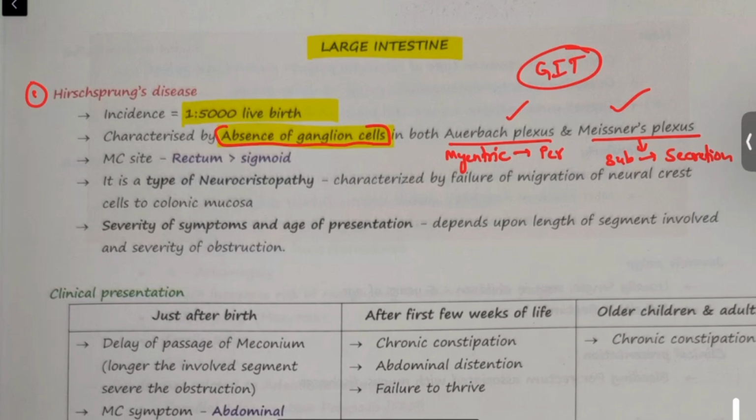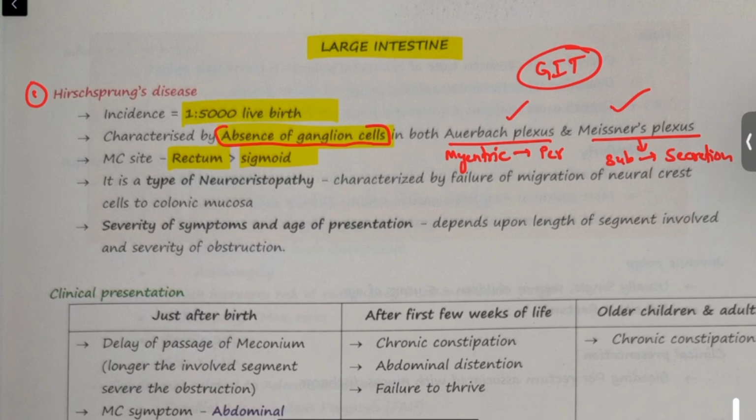The most common site where these ganglion cells are absent is the rectum, and then the sigmoid. What we have to understand is that ganglion cells will not be absent throughout the entire large intestine. There will be a partial absence. In a certain region there will be absence, and in other regions they will be present.